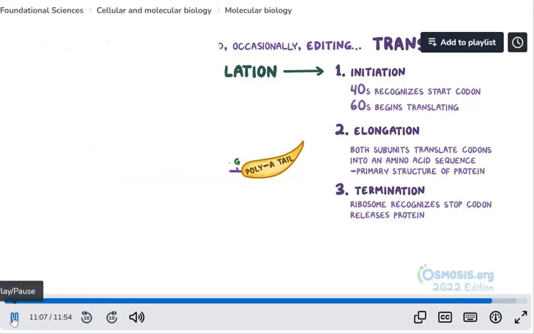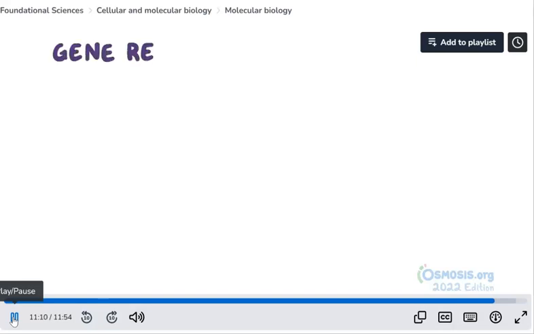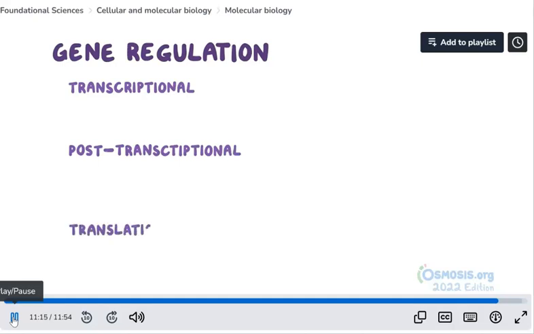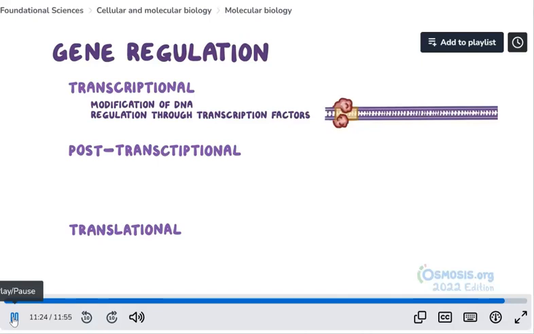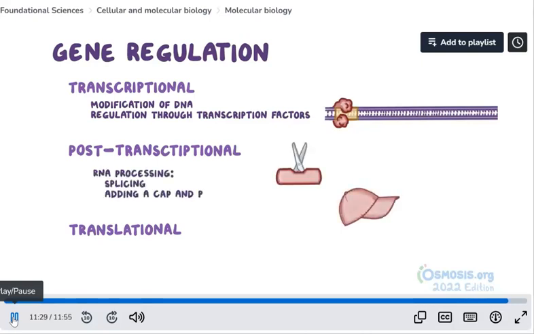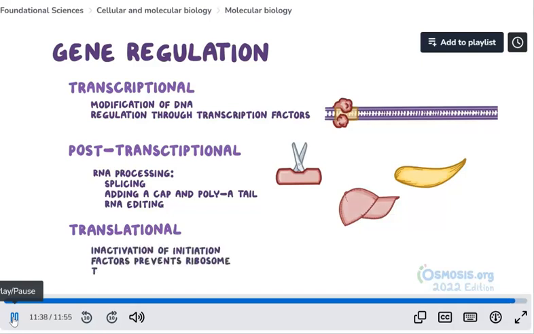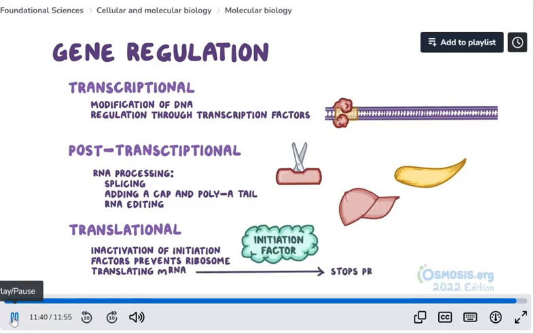Alright, so as a quick recap, gene regulation occurs at specific stages: transcriptional, post-transcriptional, and translational. Transcriptional regulation includes modification of DNA and regulation through specialized proteins called transcription factors. Post-transcriptional regulation includes RNA processing, which includes splicing and addition of a cap and a poly A tail, as well as RNA editing. Finally, translational regulation happens mainly when inactivation of initiation factors can prevent the ribosome from translating the mRNA, thus stopping protein synthesis.